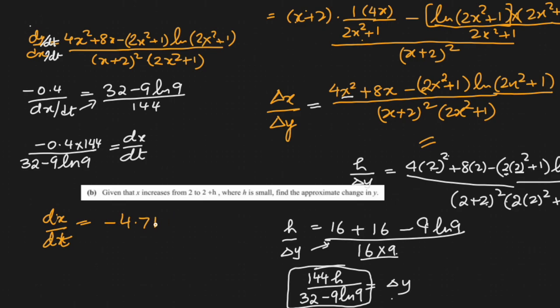What I'm getting, dx over dt, is minus 4.7118. Okay, so we'll stay with 3 significant figures. Minus 4.71 units per second.